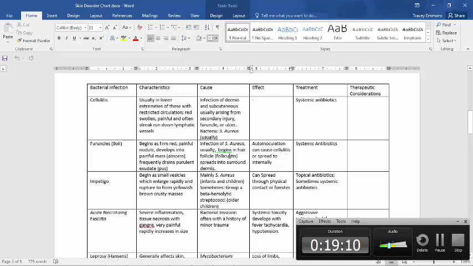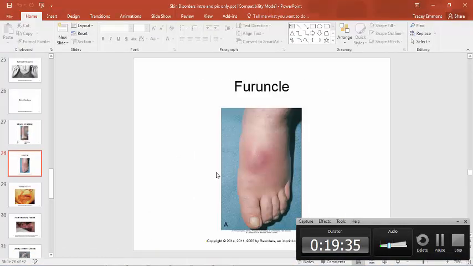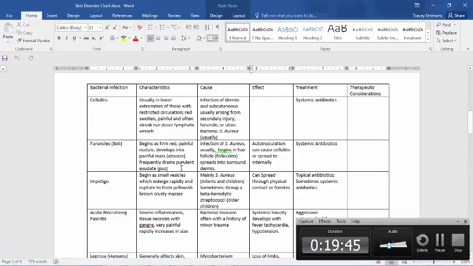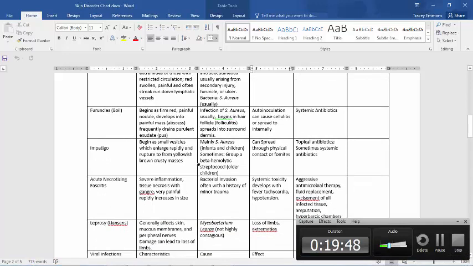We can have some auto-inoculation occurring, where by trying to mash or break it ourselves, we can spread the bacteria into the surrounding tissues, such as cellulitis, or spread internally. We treat this with systemic antibiotics. Let's see if we got a picture. We can see here's our furuncle. It hasn't really come to a head yet, but it's that large papule. Okay, no, painful nodule, I should say.